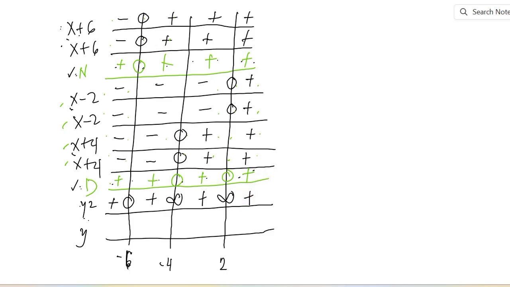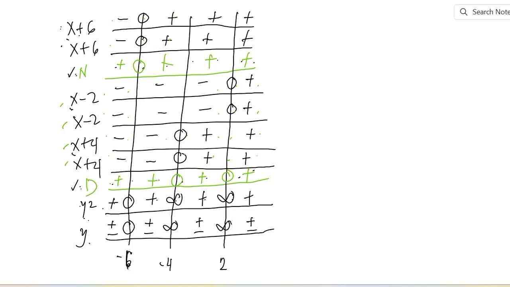Now, we take the square root of this y squared for us to determine the value of y. So for positive, that would give us plus and minus. For this, that's 0. And we have plus and minus here. And we have infinity. This is plus and minus. This is infinity. And we have plus and minus.